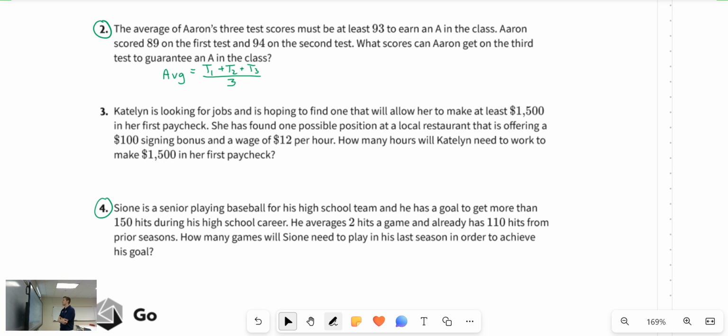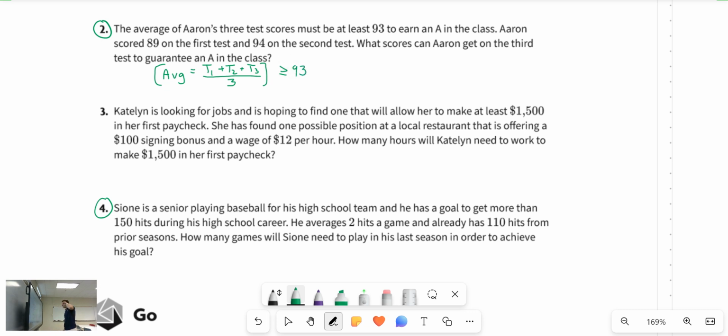Aaron scored 89 on the first and 94 on the second. What scores can Aaron get on the third test to guarantee an A in the class? Okay, so T1 plus T2 plus T3 all divided by 3. Let's write that again. This whole thing needs to be greater than or equal to 93.